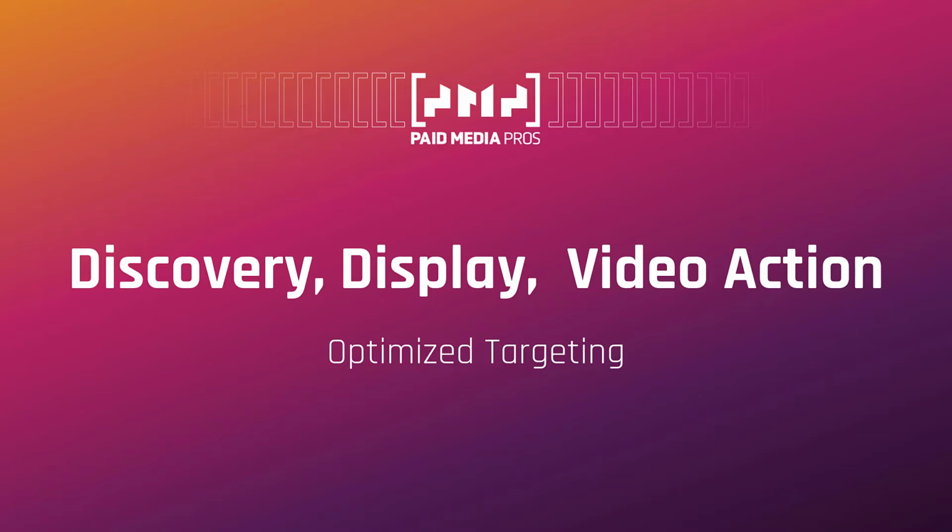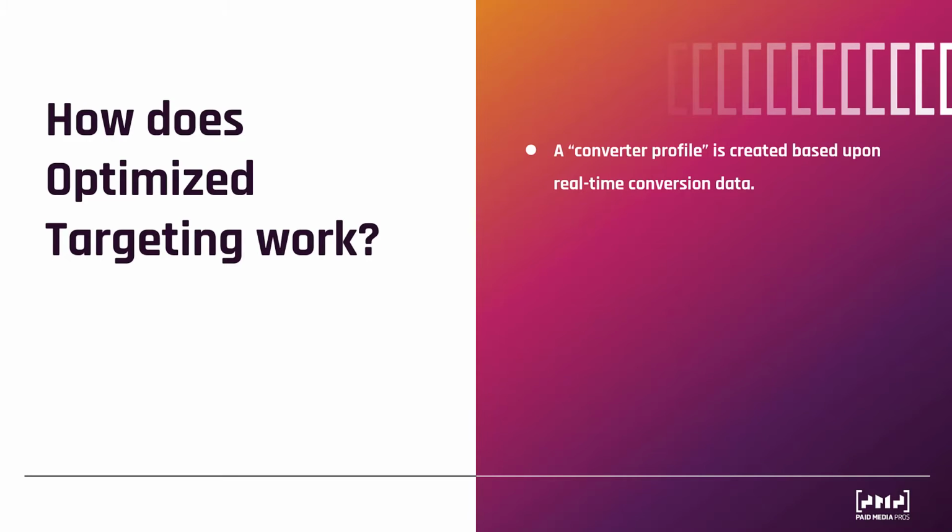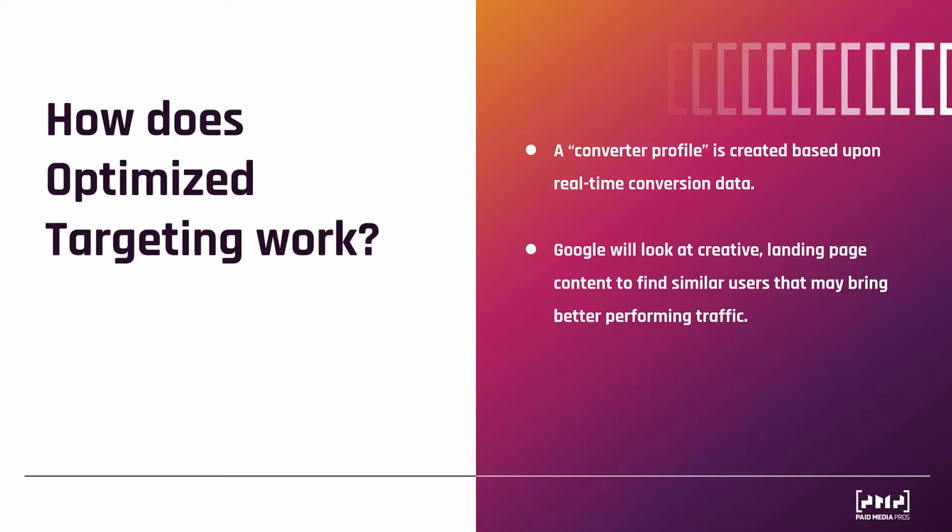But if this is unfamiliar to you, that's okay. We're going to walk through optimized targeting right now. First, Google's going to attempt to create a converter profile. It's just a term I made up. The goal here is to use real-time conversion data to try to expand to new users who are most likely to convert. And to try to find users most likely to convert, Google looks at certain signals. Google will look at your creative assets.